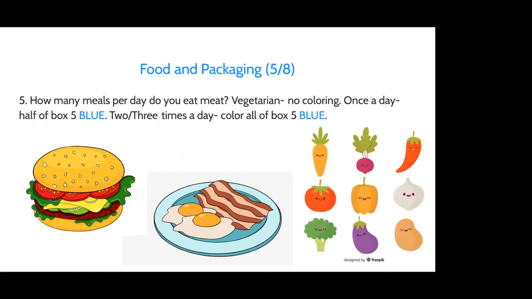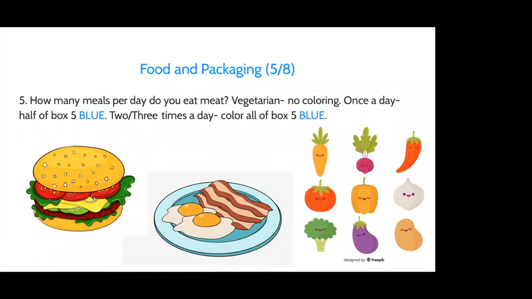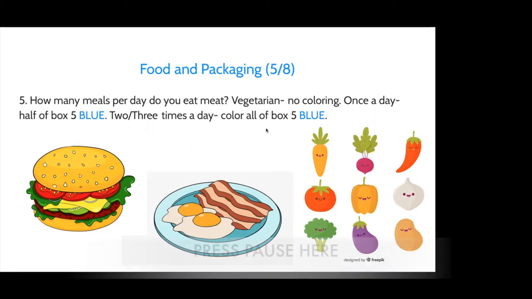If you eat bacon for breakfast and for lunch and or dinner, you always have some form of meat, that's already 2 times a day. So you're coloring all of box five blue. So just be honest with yourself on this one.